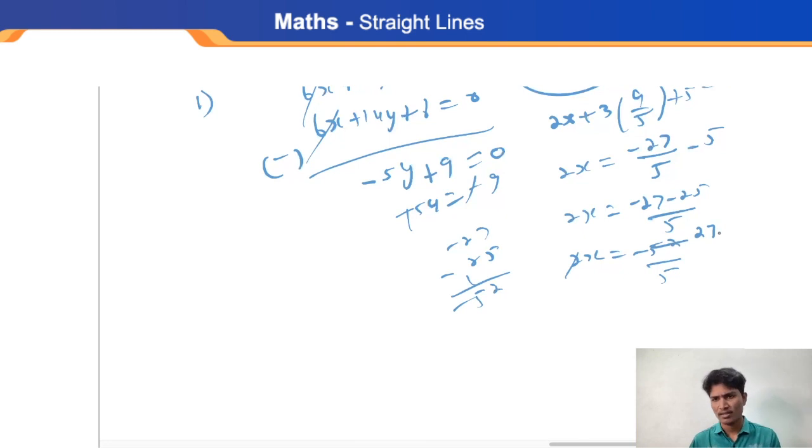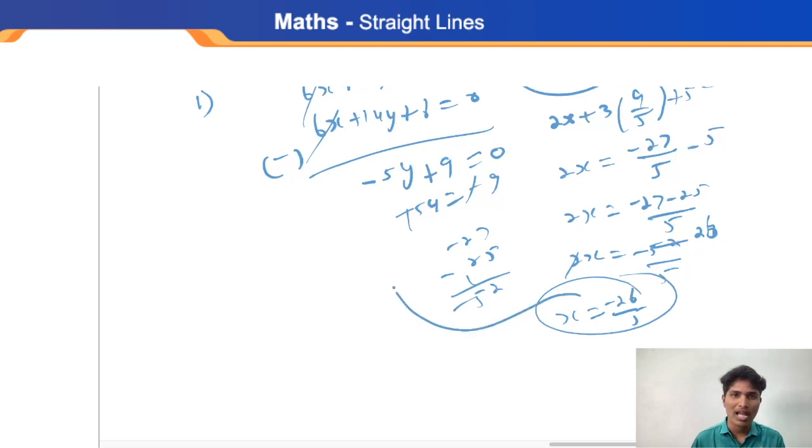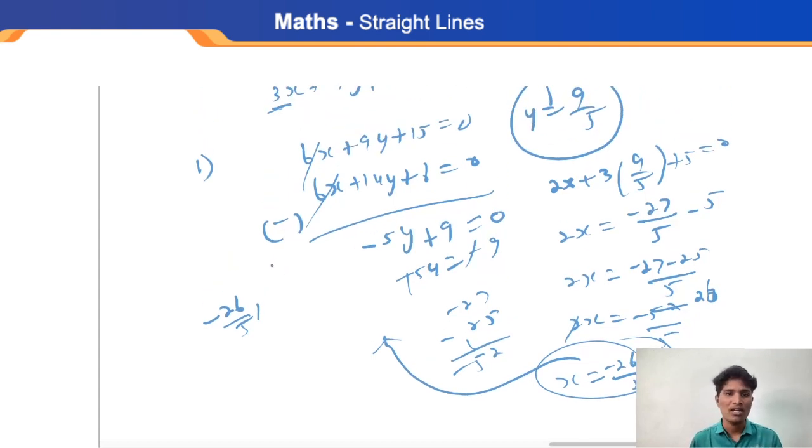27 or 26? 26, yes. So the x value will be minus 26 by 5. So this is the process you have to follow in order to calculate the point of intersection. That is minus 26 by 5 comma y value is 9 by 5. So this is the point of intersection of these two lines.